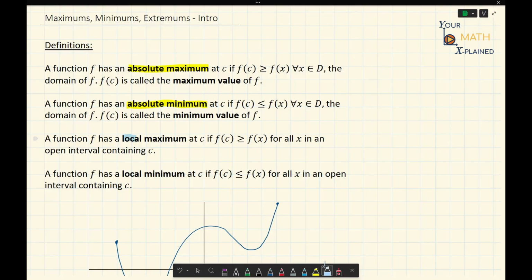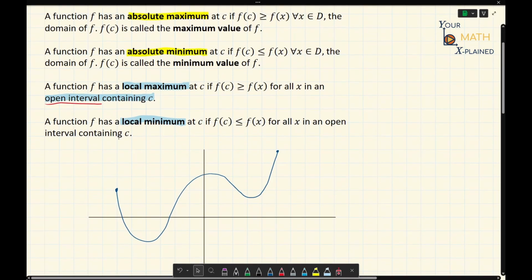Now, a function f has a local maximum at c if f of c is greater than or equal to f of x for all x in an open interval containing c. So the important part here is that it has to be an open interval. And again, similarly, f has a local minimum at c if f of c is less than or equal to f of x for all x in an open interval containing c.